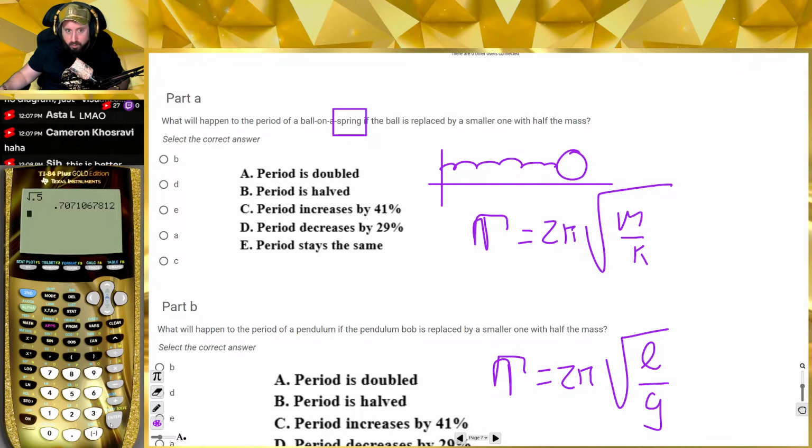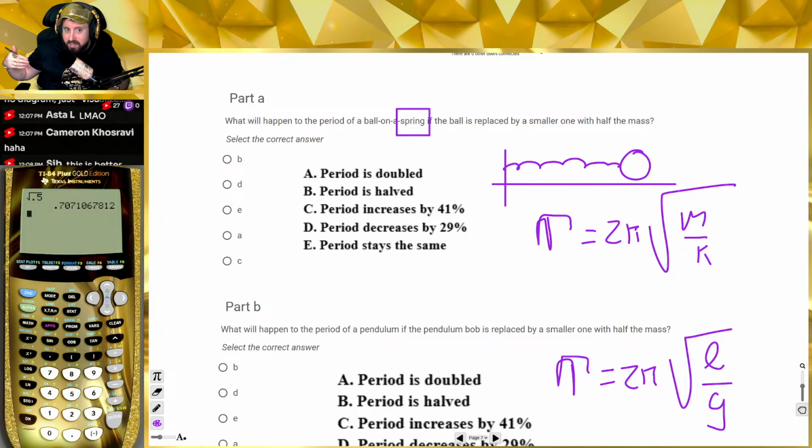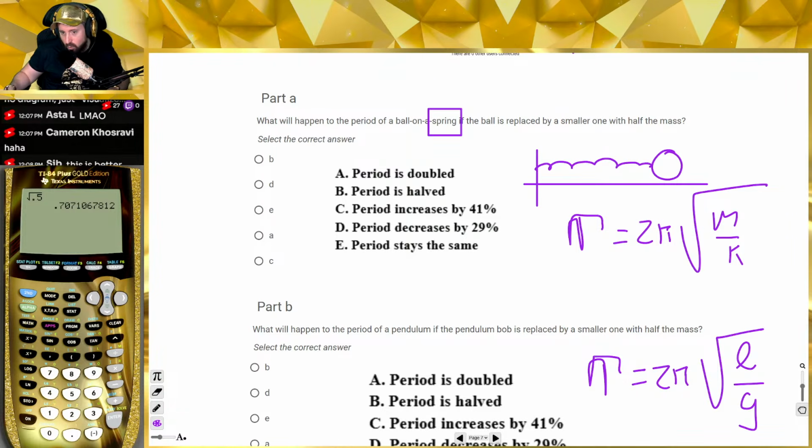So if you put in your calculator square root of 1/2, you would get 0.7 of what you used to have, or 0.71 of what you used to have. So yes, in that case, the period would decrease by 29%. And answer choice D is correct. Okay.